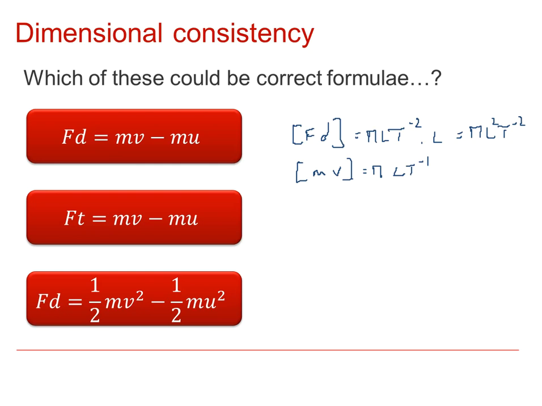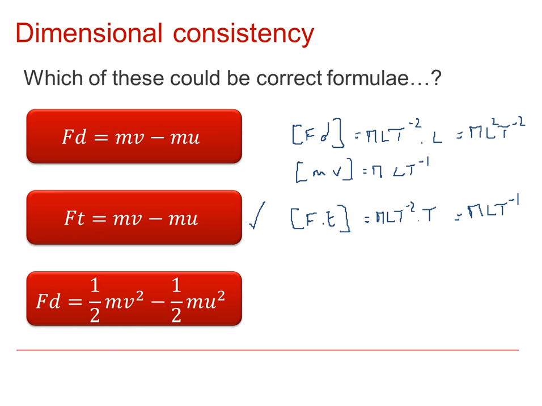If we look at the second one, the dimensions of force multiplied by time, well, that must be MLT to the minus 3. I beg your pardon, MLT to the minus 2 multiplied by T, which is MLT to the minus 1. And that's the same as we've just calculated for m multiplied by velocity, so that one is dimensionally correct.